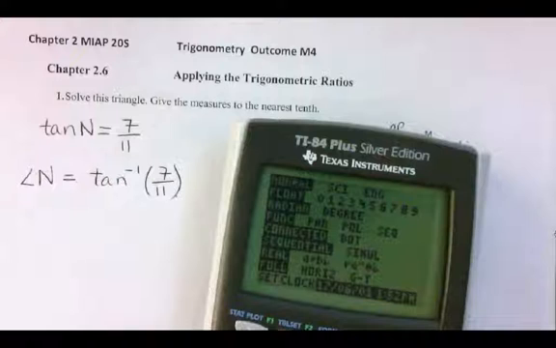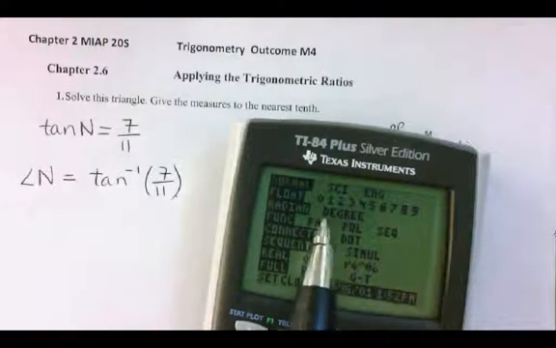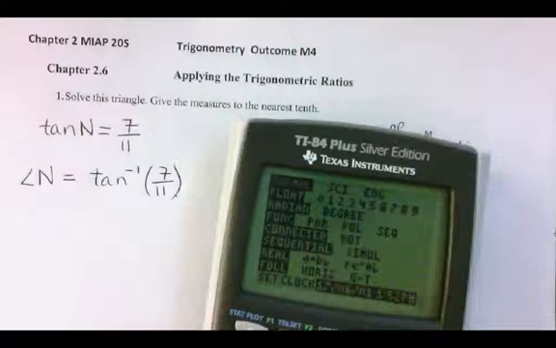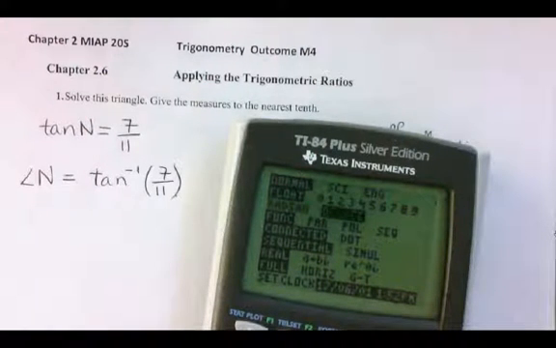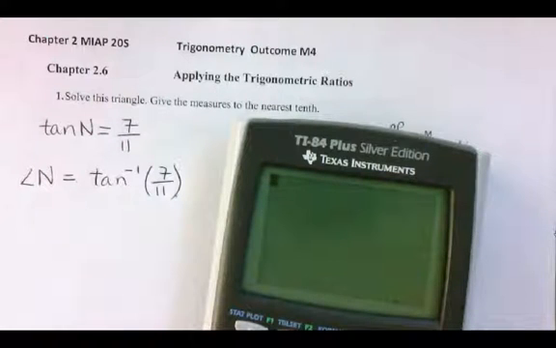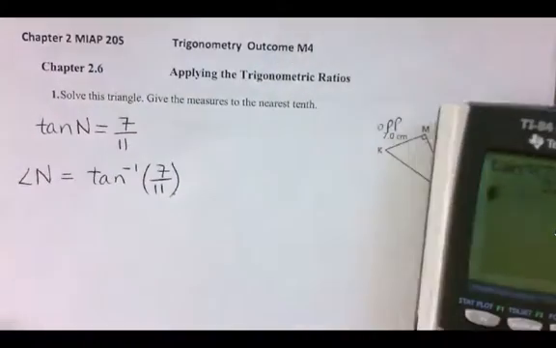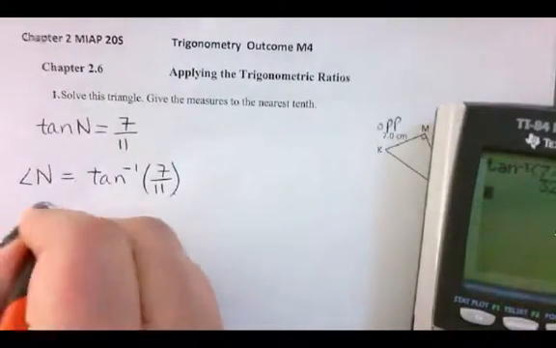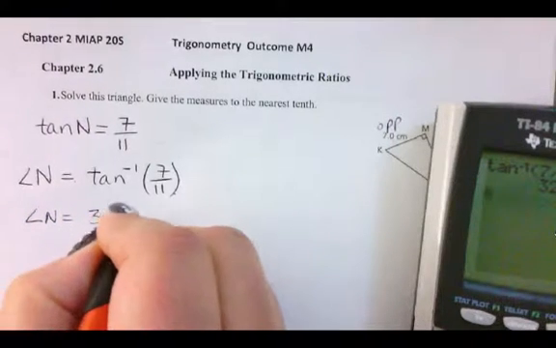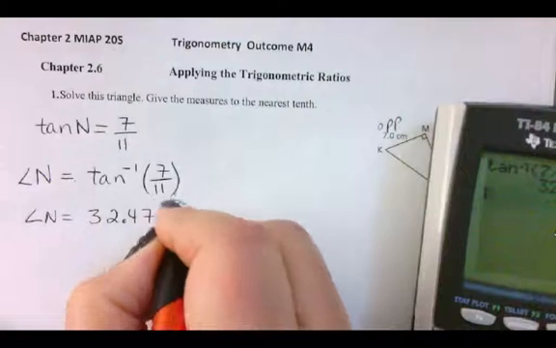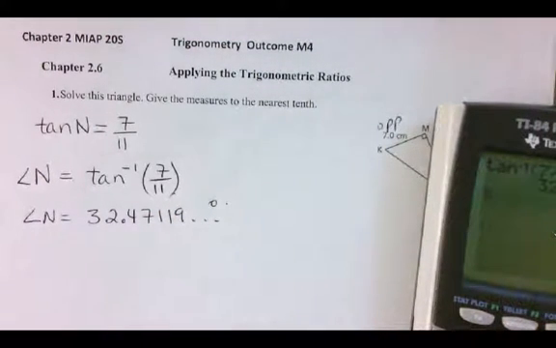So if we grab this on our calculator, what mode do we want to be in? This should be in degree mode. So make sure your calculator is in degree mode. Second, tan, because I'm finding an angle, 7 over 11, and that's 32.47. All right. So angle N is equal to 32.471 dot, dot, dot. Okay, now, don't round this number off.